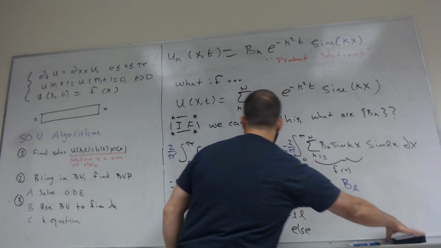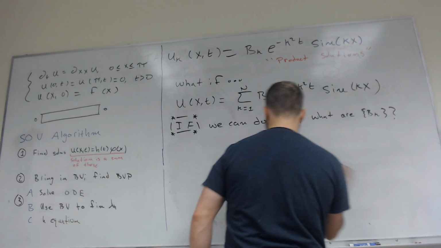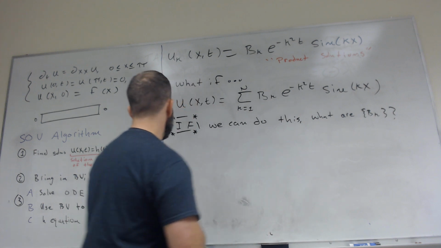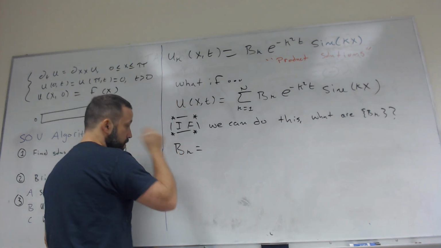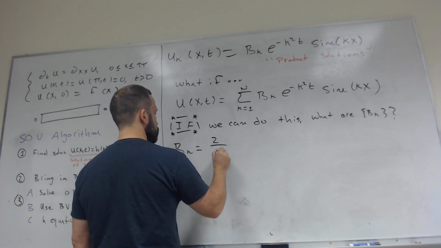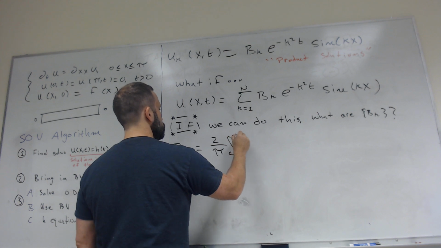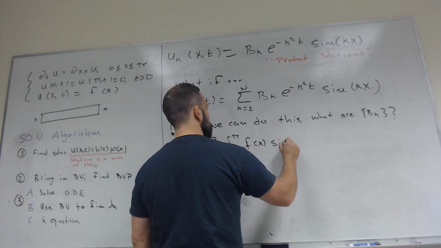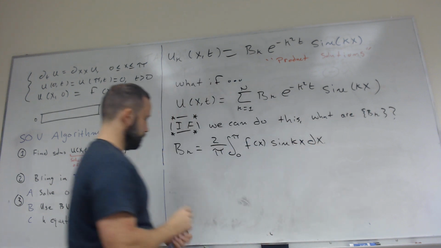So then this tells us BK. Now I'm going to change back to the k index. So BK is equal to 2 over pi times the integral from 0 to pi f of x sine of kx dx.